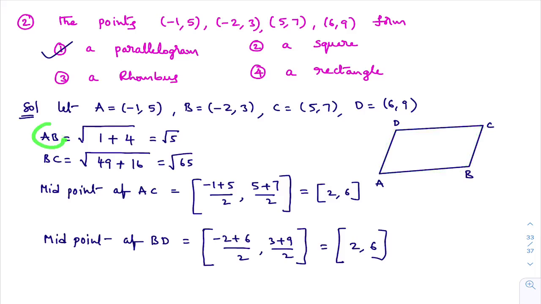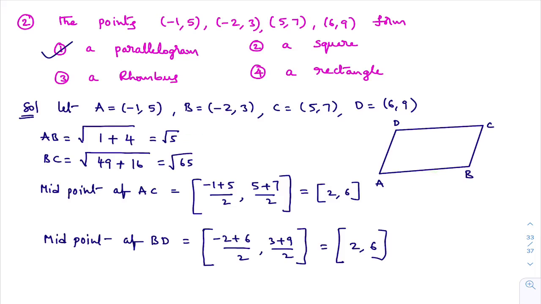AB means the distance between the points A and B. See how you will calculate: minus 1 minus of minus 2 whole square, that is nothing but 1 square, that is 1. And y1 minus y2 whole square, 5 minus 3 whole square, that is 4. So 1 plus 4 is 5. So you will get AB is root 5. This length, root 5, you got.